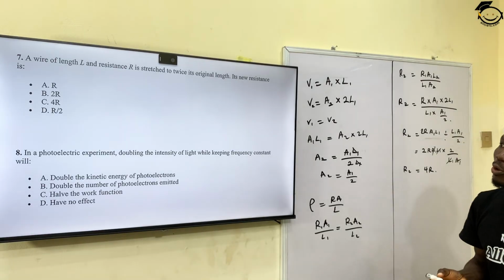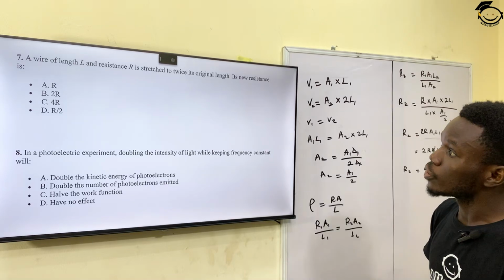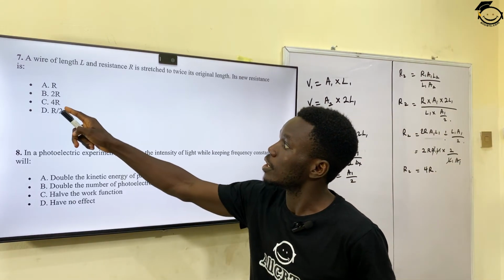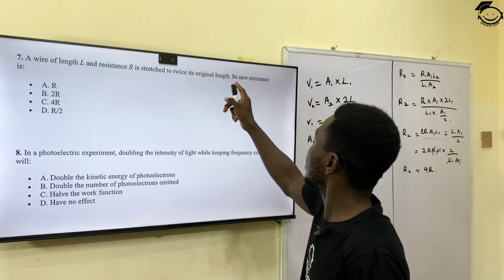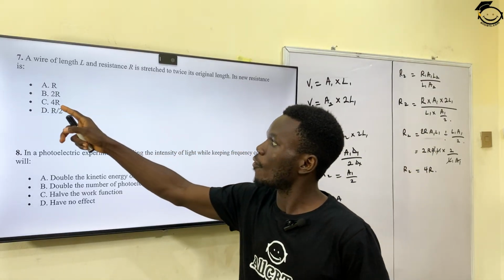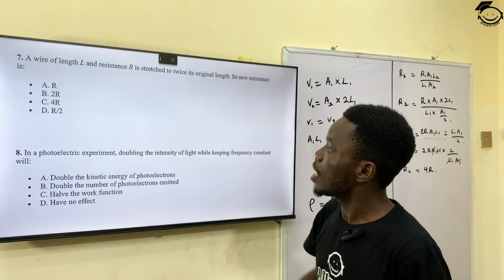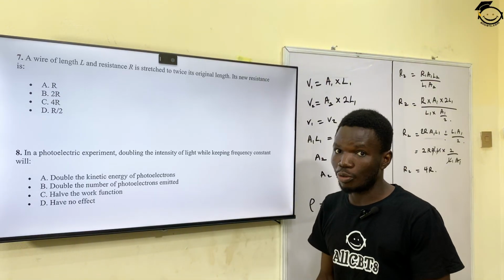So looking at our options, we're going to look for the option that has 4R. And that is option C. So you see here that it's telling you that its new resistance is going to be 4 times the original resistance. So that takes us to question number 8.